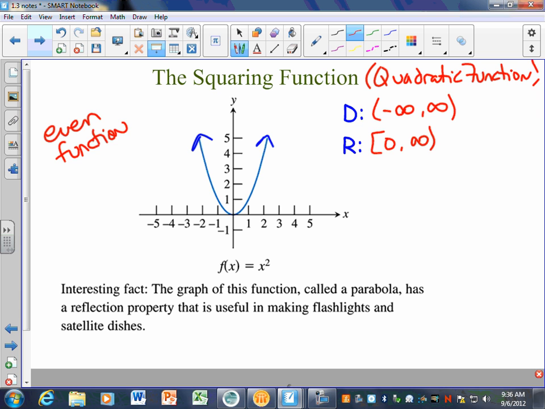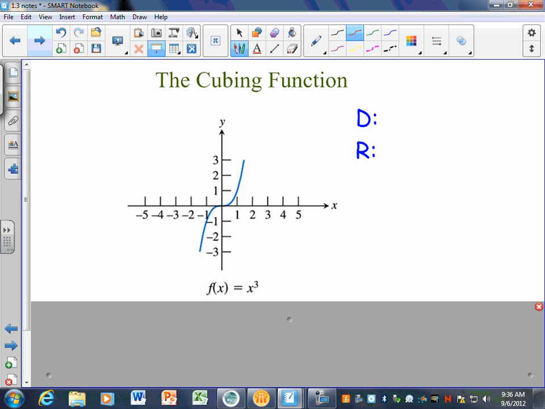Questions about that? Let's go to the next one. The cubing function, I've always called this the cubic function. Again, both would be acceptable.